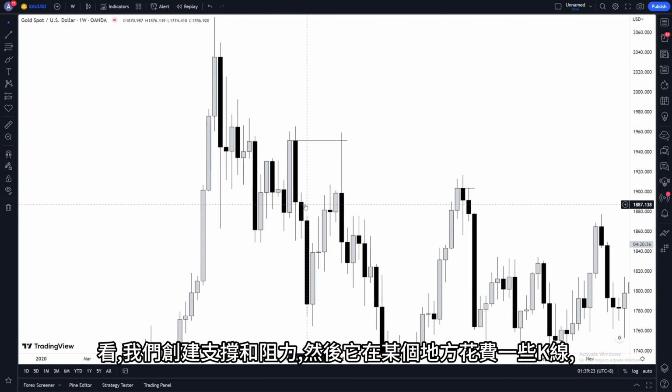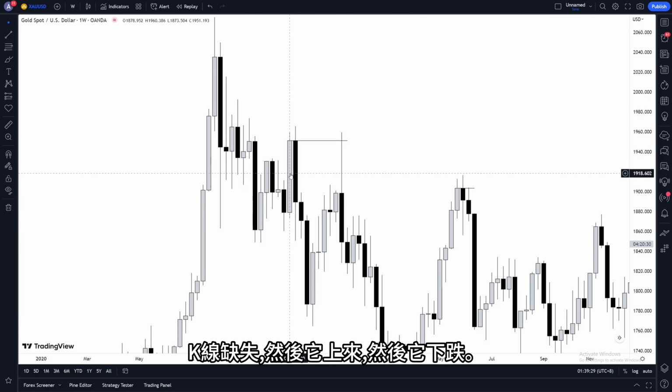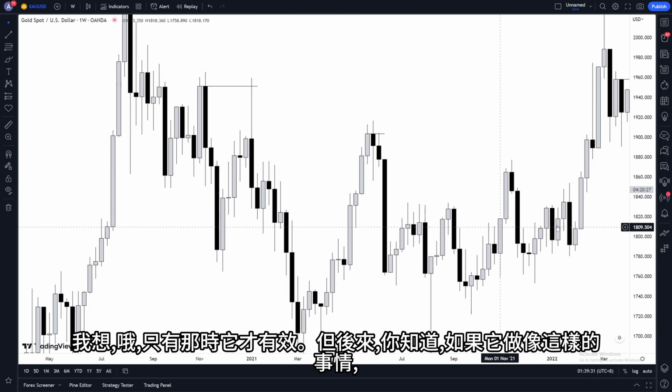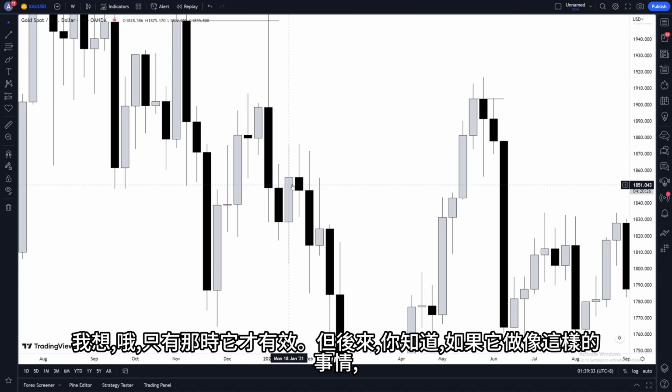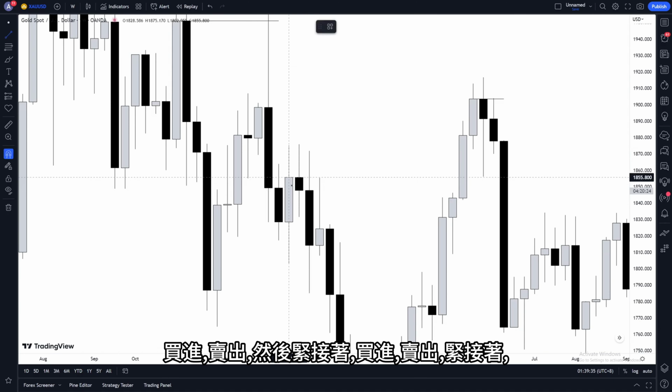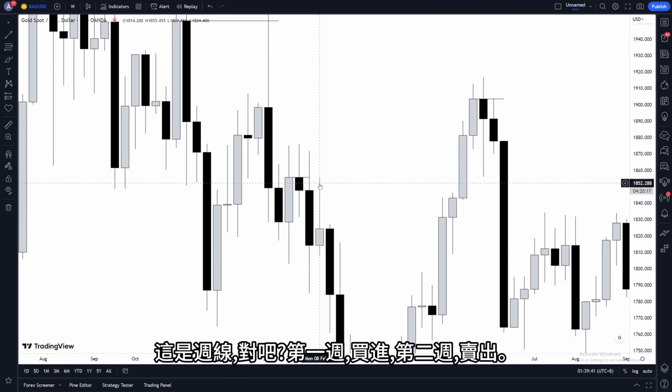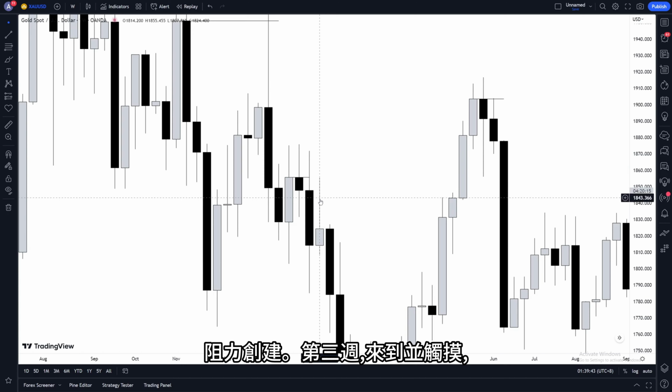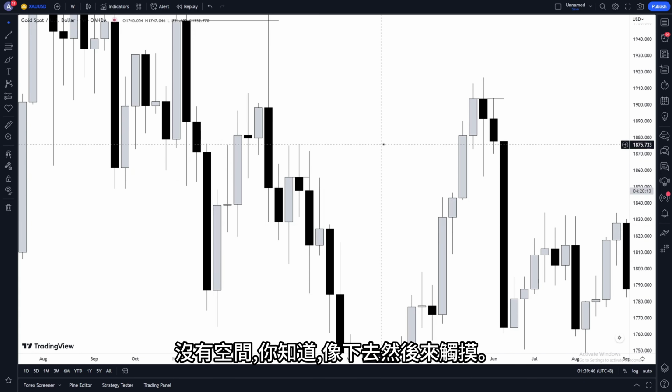We create the SNR and then the candles miss and miss and miss, and then it comes up and falls down. I thought, only then it's valid. But if it does something like here, buy, sell, and right after that, buy, sell, this is the weekly. First week buy, second week sell, resistance created. Third week comes and touches with no space.